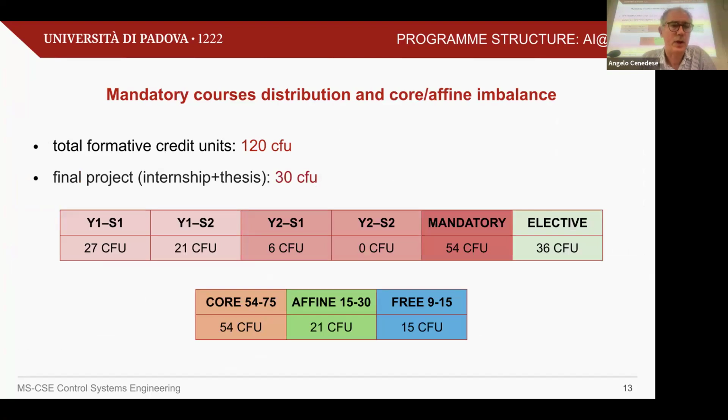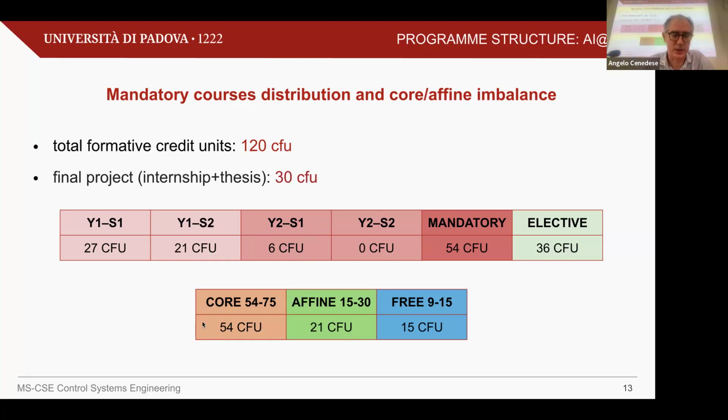This is the distribution of mandatory courses along the 2-year path. So during the first year, you have 27 mandatory CFUs in the first semester and 21 in the second semester. Second year, just 6 CFUs during the first semester, and the second semester is completely free from mandatory courses.